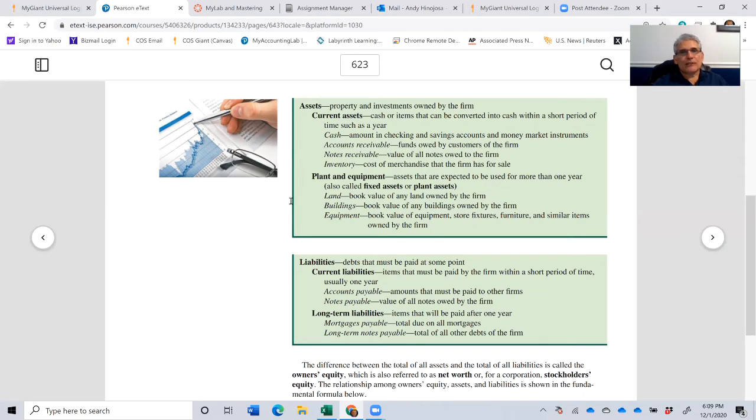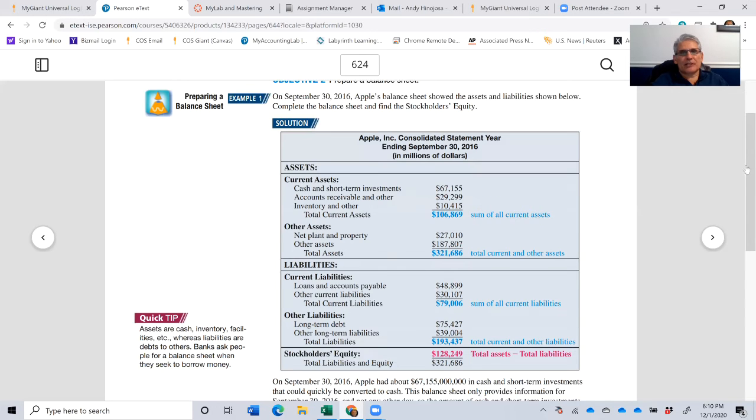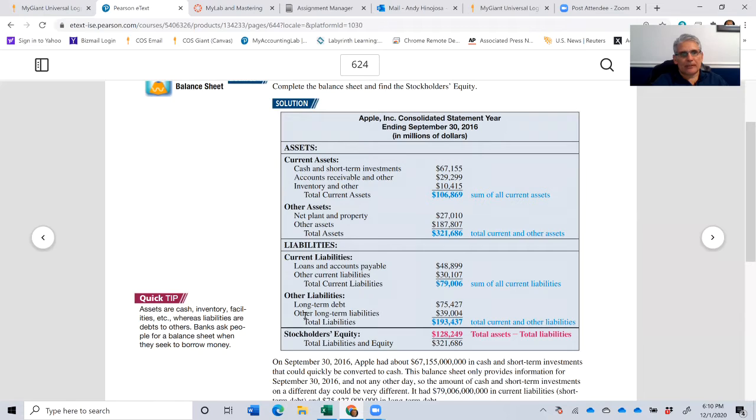Now, the difference between your assets and your liabilities is going to be referred to as owner's equity. And again, the textbook refers to it as net worth. So when we prepare a balance sheet, you'll see that the balance sheet is going to list assets, liabilities, and equity. And then within the assets, you'll break it down between current and non-current or other assets. And then within liabilities, you'll break down between current liabilities and other liabilities or long-term liabilities. And then you have your stockholders' equity section at the bottom.